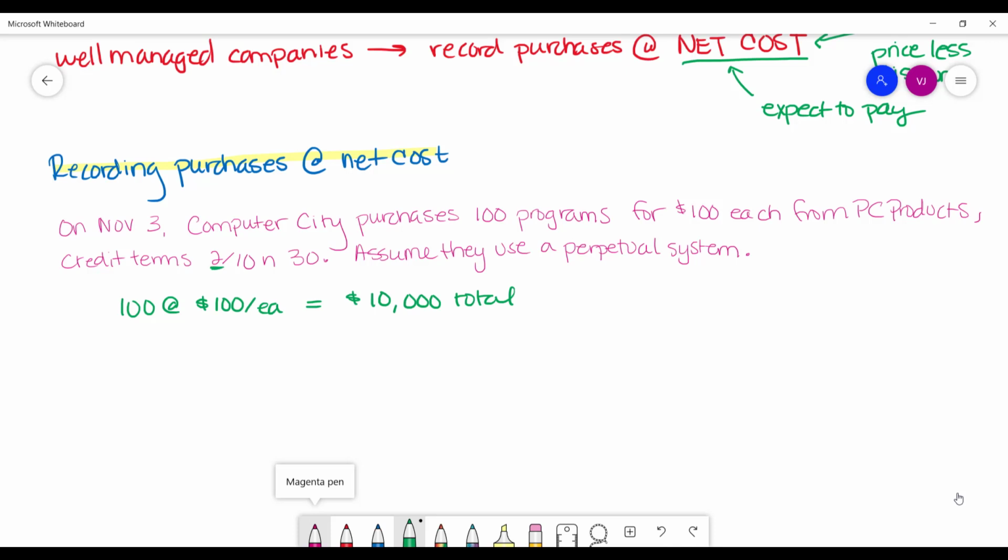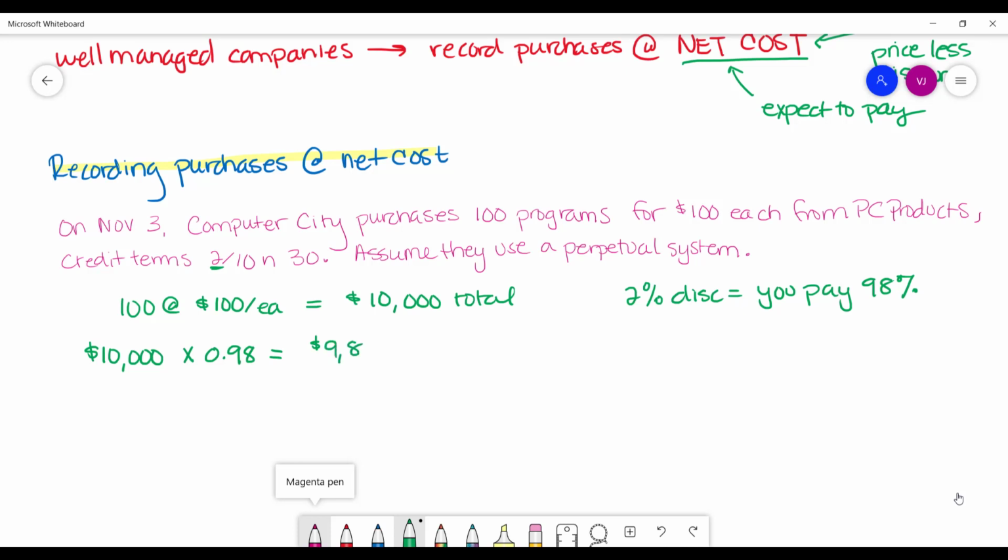It's 2%. So if the discount is 2%, that means you pay how much? That actually means you pay 98% of the full amount. So that's one way that you can figure out the math for this. I use the 98%. So this is how I look at it. Of the 10,000, that's the total invoice price. If we're recording this at net cost, we're assuming we're going to pay in time to get the discount. So that means we only expect to pay 98% of that 10,000.